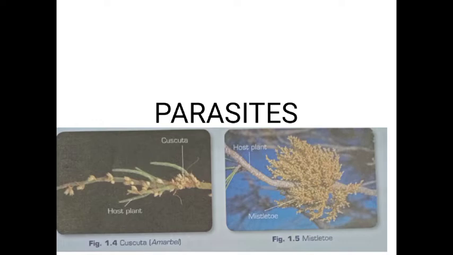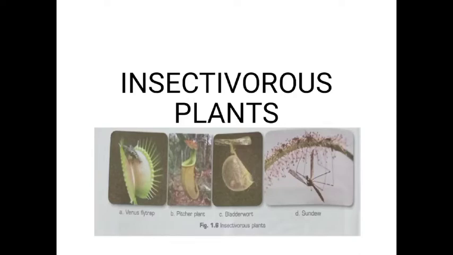Cuscuta is a yellowish plant that is found intertwined on the green plants. Dodder, Australian Christmas tree, dwarf mistletoe, and coral flower are some other examples of parasitic plants. Some plants grow in soil that is deficient in certain important nutrients such as nitrogen. These plants feed on insects to meet their nutritional requirements and are called insectivorous plants. Venus flytrap, many types of pitcher plants, bladderwort and sundew plant are some examples of insectivorous plants.